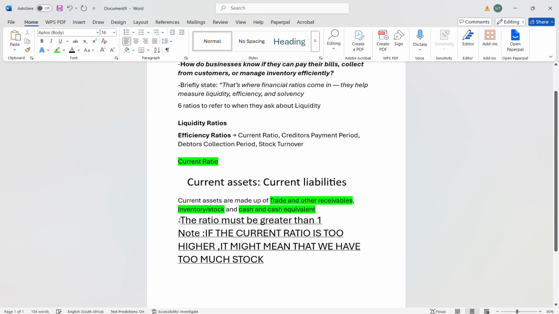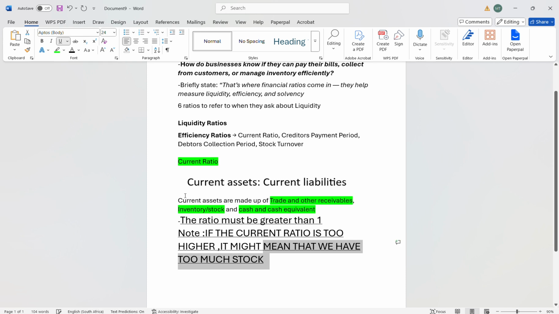So the current ratio must be greater than 1, which means the business is liquid. The business can pay its short-term commitments or debts or loans maybe. But note that the current ratio must not be too high. If the current ratio is too high, like 5 is to 1, 4 is to 1, maybe 3 is to 1, it might mean that we have too much stock.